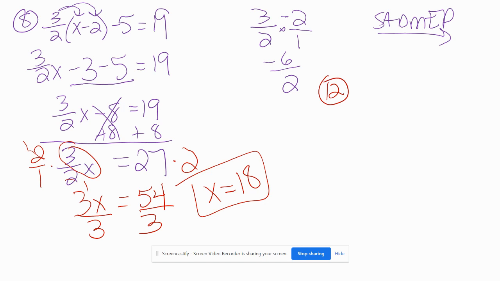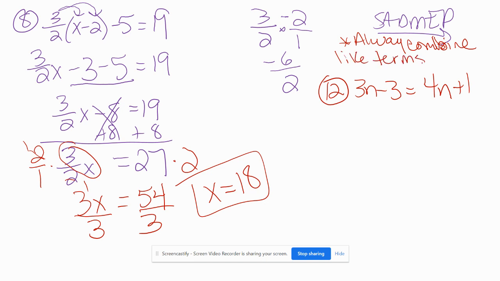Number 12 is our next one. We have 3n minus 3 and 4n plus 1. Another of the rules that we talked about way back in chapter 1, that we always combine like terms by adding or subtracting. Remember, like terms are things that have the same letters. So I want to combine the 3n and the 4n.